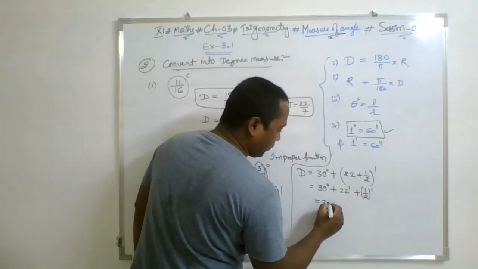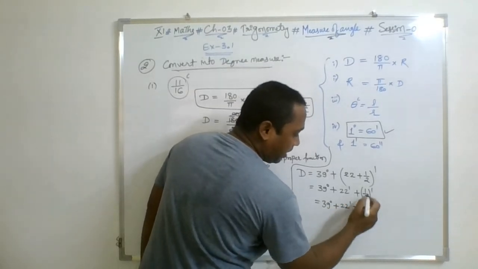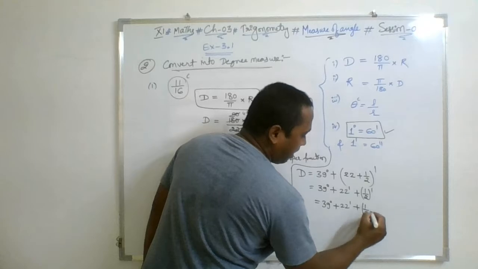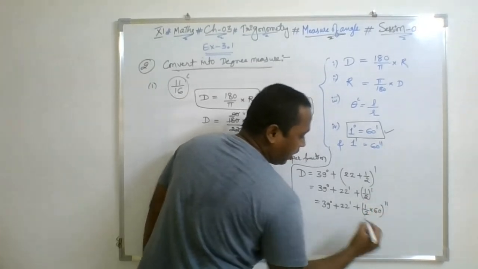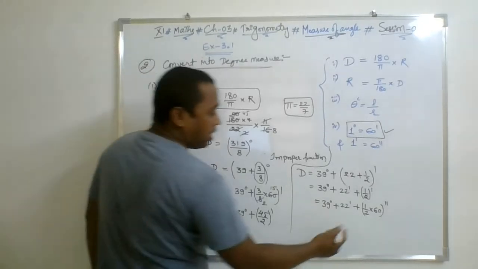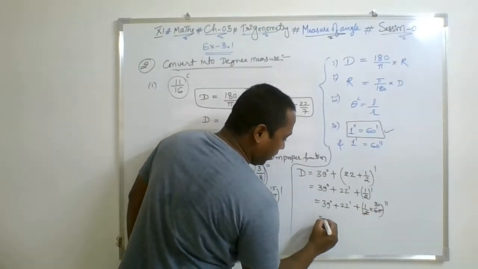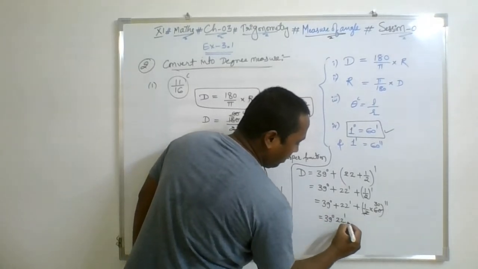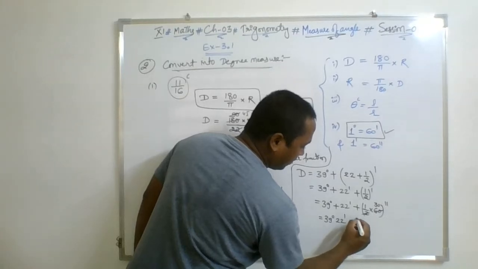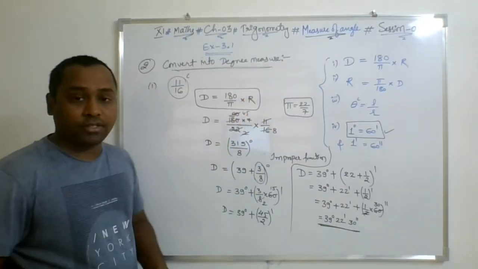We got it as half minute, and then convert it. By multiplying this fraction by 60, it will convert into seconds. And then if you cancel it, you finally get 39 degree, 22 minutes, 30 seconds. This is your simplified answer.